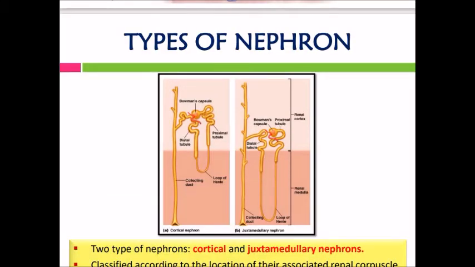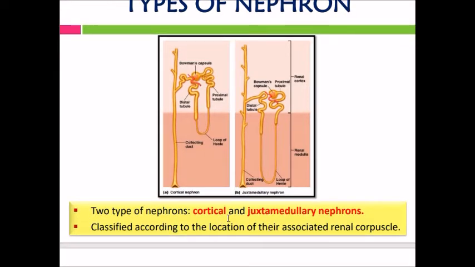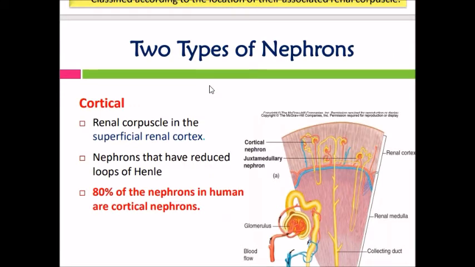There are two types of nephron. The first one is the cortical nephron, and the second one is the juxtamedullary nephron. These types of nephrons are classified based on the location of their associated renal corpuscles. So what does it mean? As you can see over here, the cortical nephrons are mostly the nephrons associated with renal corpuscles located at the superficial parts of the renal cortex.